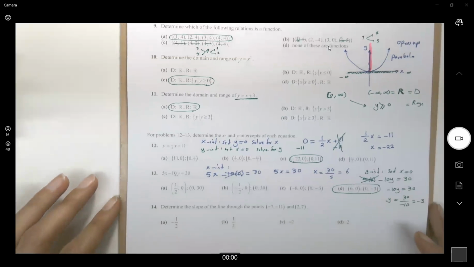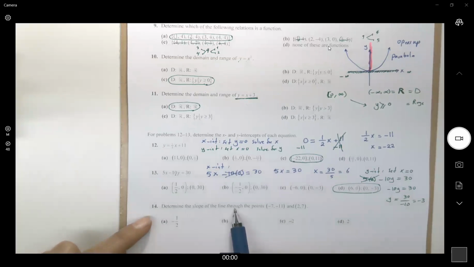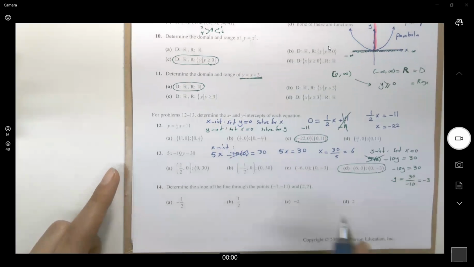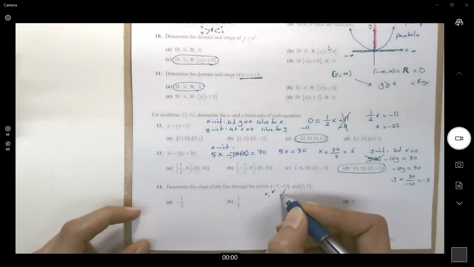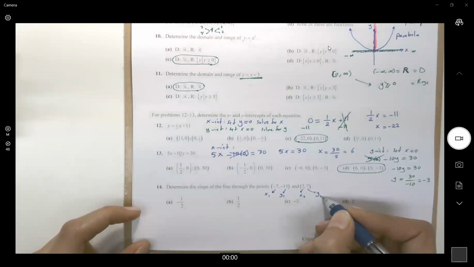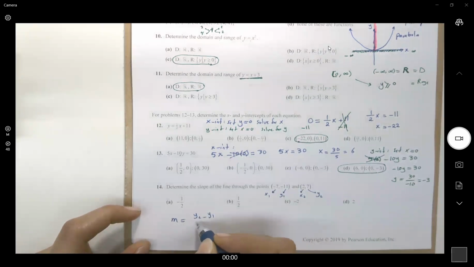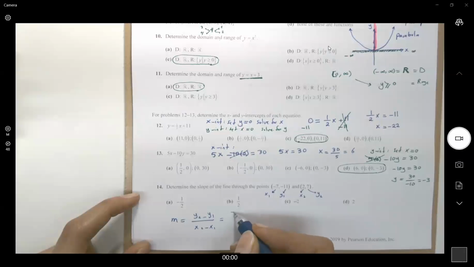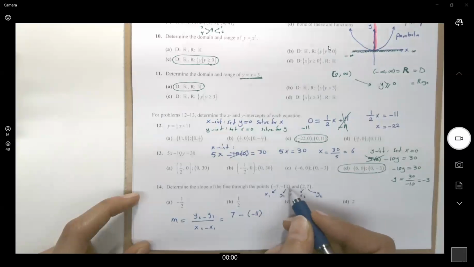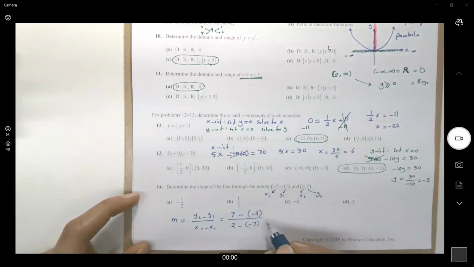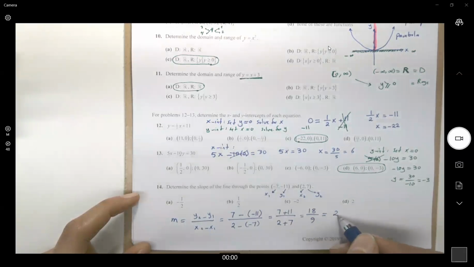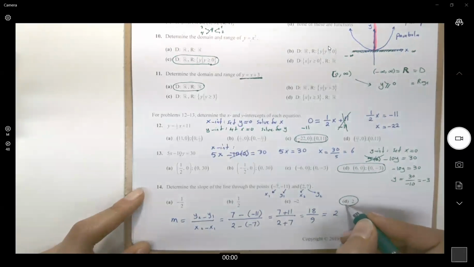Finally, we want to find the slope of the line passing through these 2 points. To find the slope, first we'll label these x1, y1, x2, y2. m is y2 minus y1 over x2 minus x1, the rise over run. So you get 7 minus negative 11. Remember that your number is negative. Don't forget to use parentheses. Divided by 2 minus negative 7. So we get minus times minus plus: 7 plus 11 divided by 2 plus 7, or 18 over 9, which is 2. The slope of the line, or the rate of change, is 2.